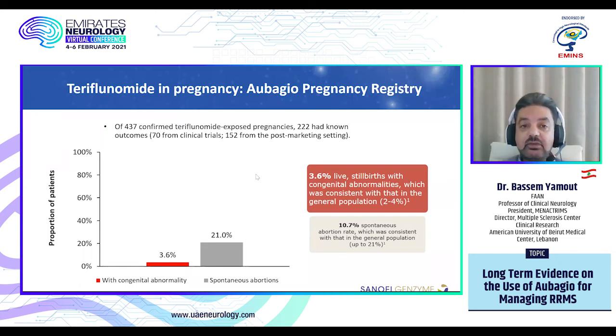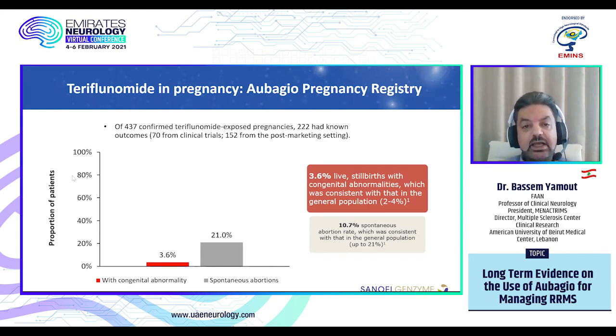Now, let's face the issue of pregnancy. As you know, Obagio has been shown in animal studies to be teratogenic. However, when we use it in humans, there was no evidence of teratogenicity. Teriflunomide is the main byproduct and the main active ingredient of leflunomide, which is Arava, which has been used in rheumatology for more than 15 years now. And again, the pregnancy registry of leflunomide in humans does not show an increase in congenital malformation.